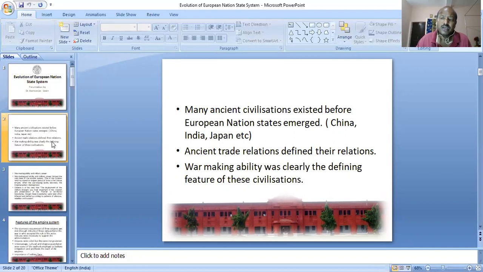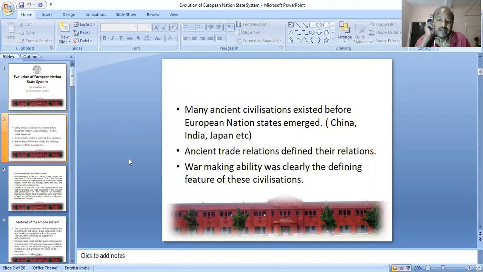But what actually defined the significance of these important ancient civilizations was their defined trade relations. Trade relations were significant because if you take the case of India, at least India had a significant amount of trade relations with many of the advanced Western countries at that point of time. And India was a materially very efficient and productive country at that point of time. So ancient trade relations defined their relations.